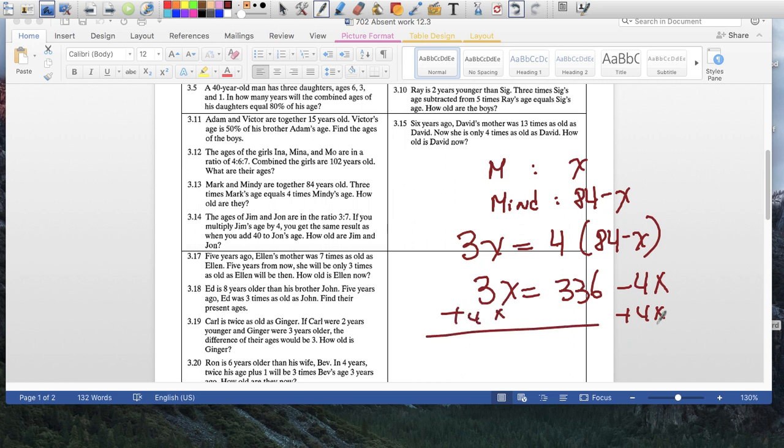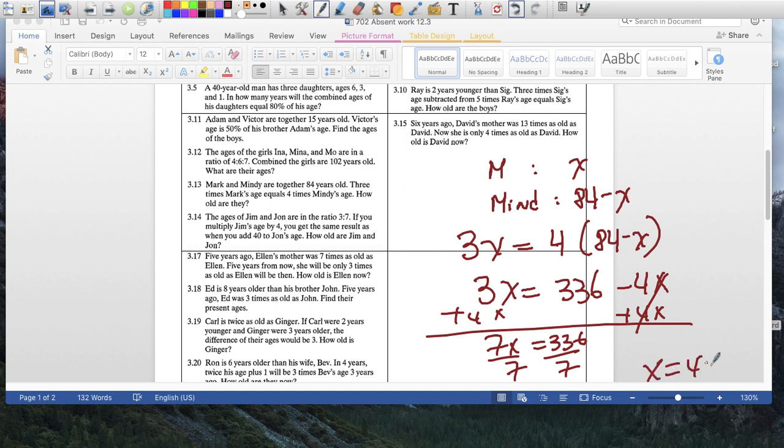What am I thinking about? That goes by. I get 7x equals 336. Divide both by 7, and I have no idea what that is. 336 divided by 7 equals 48. Yay, it's an actual answer.